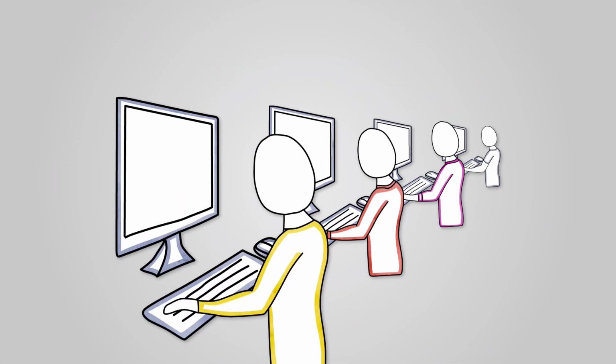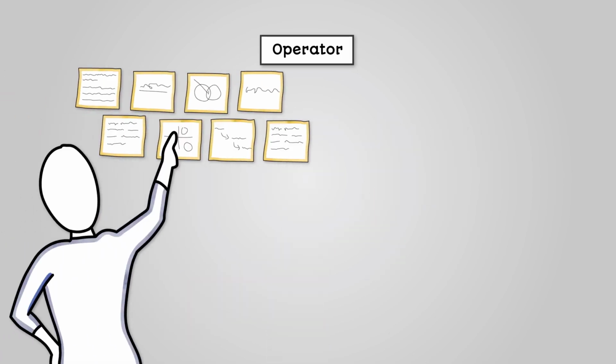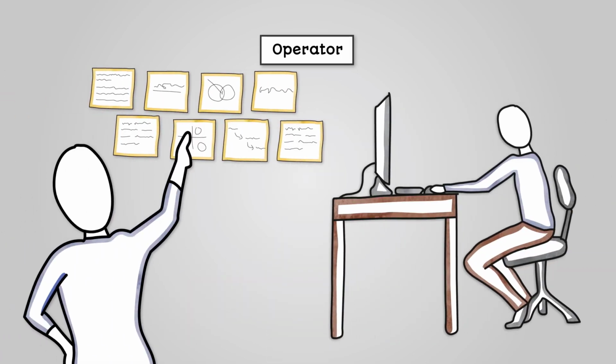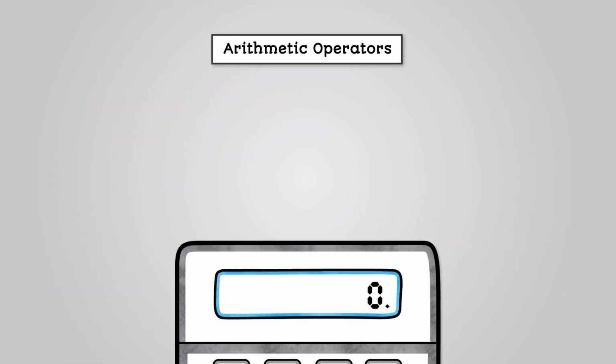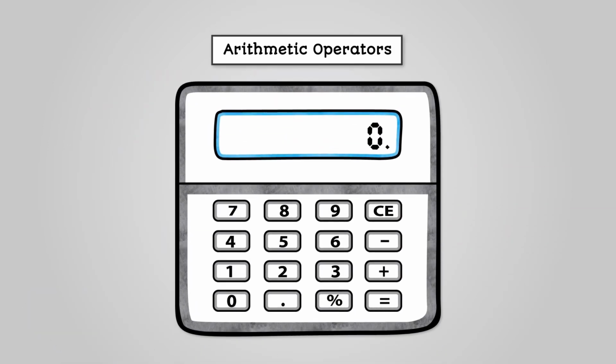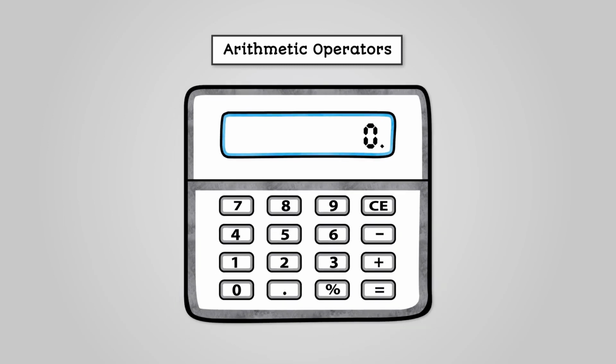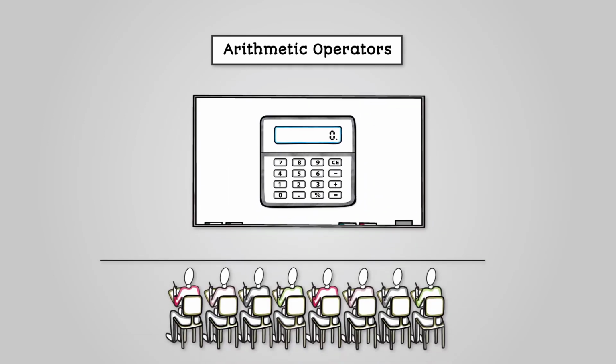When we need to carry out any form of operation, the thing that we use is called an operator. An operator is a symbol that allows us to carry out mathematical, comparison, and logical operations. An arithmetic operator allows us to carry out some simple mathematical operations on a set of numbers. You will be familiar with these from your maths lessons.